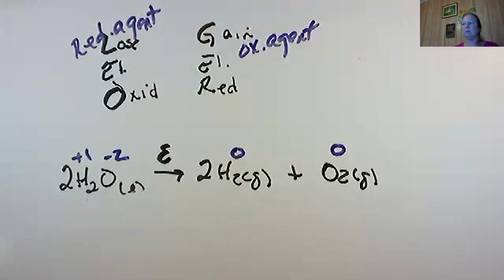That's a quick way. If you're just having to say, is this redox or not? If you have an element on one side and a molecule or a compound on the other, it's redox, always.